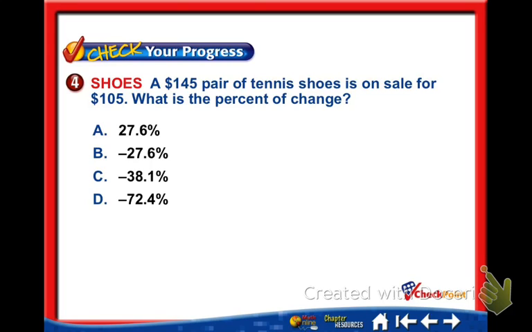You try. Press pause. When you're ready to continue, press play. B is your answer. If you were not able to get the correct answer, go back and watch example 4 again.